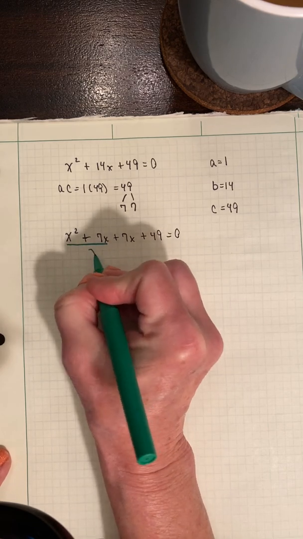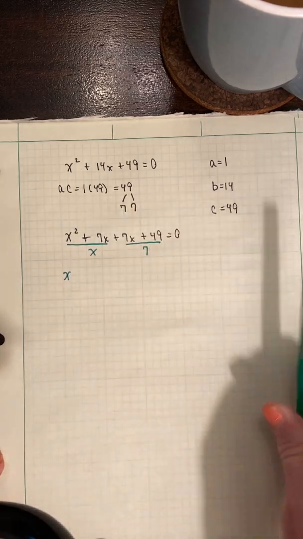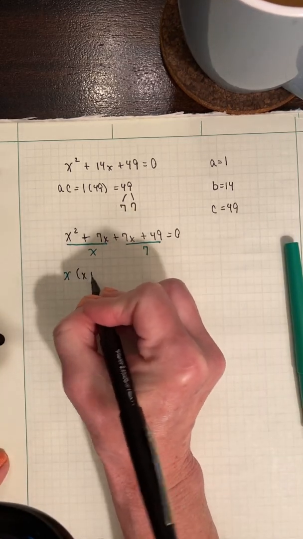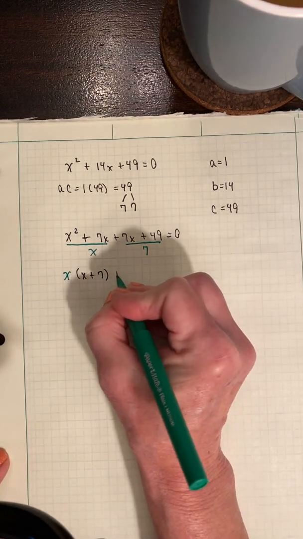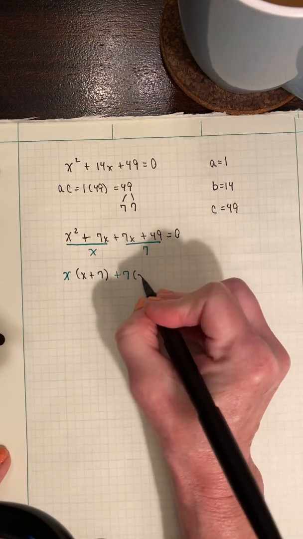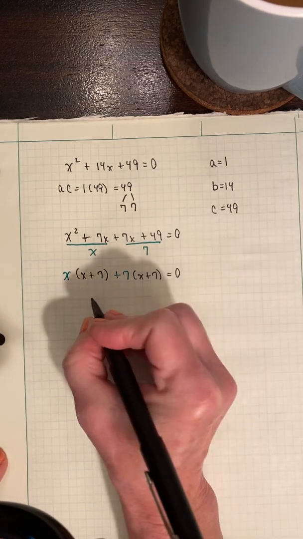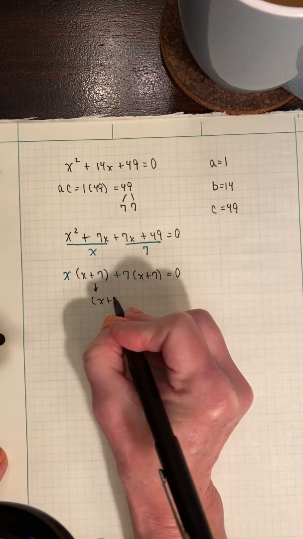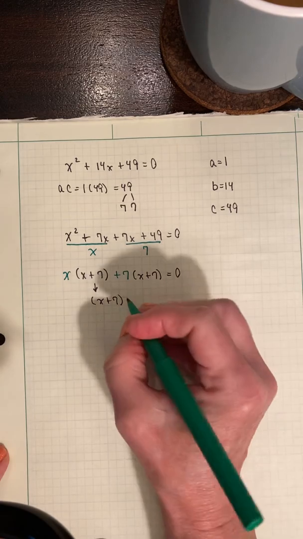This pair has an x in common. This pair has a 7. Factor out an x from this first pair, you get x plus 7. Factor out a 7 in the second pair. That gives us x plus 7. Now our factors are going to be the one in black ink, and then these two on the outside in green make my other factor.